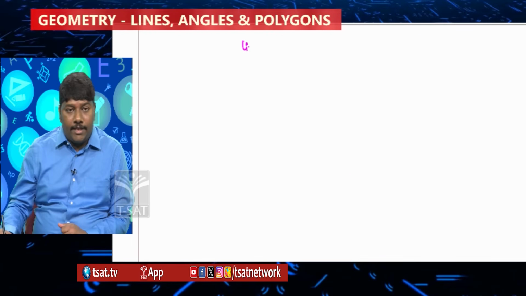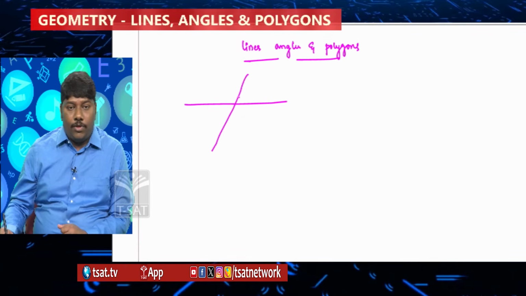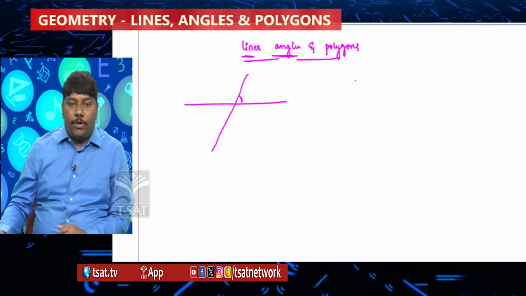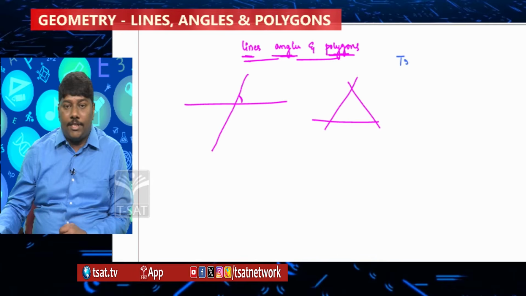In lines, angles and polygons also, first we take a line. If we intersect lines, you get angles. So we discuss intersection of lines with the angles. What are the different types of angles formed? If more than two or three lines are intersected, polygons are formed. Polygons with three sides are called triangles. We discuss triangles in detail as a separate chapter.